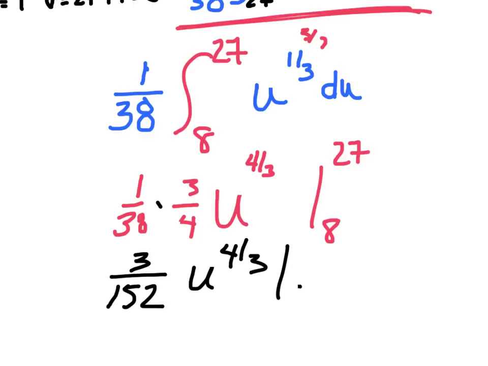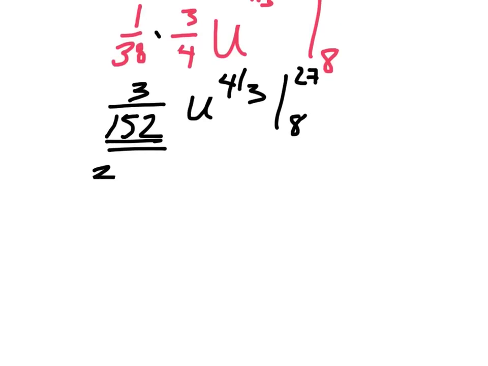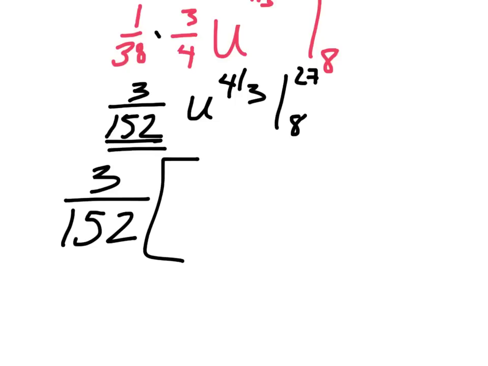And I'm just going to carefully substitute. I'm going to leave this fraction as a coefficient out front, and I'm just going to carefully substitute those numbers in. So I'm saying I have 3 over 152 times, so I'm using my first fundamental now, the integral of the upper minus the lower. I'm just going to write it down, and then I'll evaluate it. 27 to the 4/3 minus 8 to the 4/3.